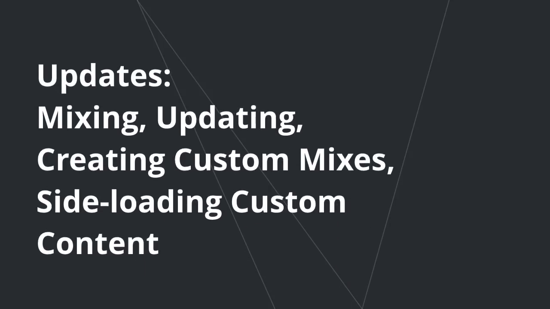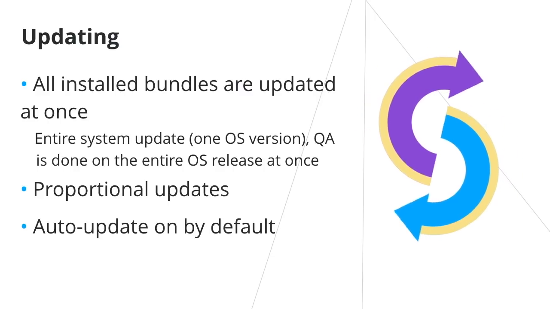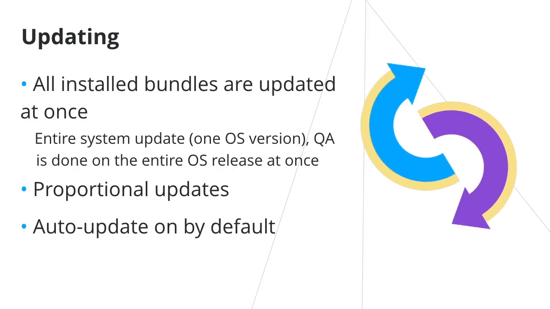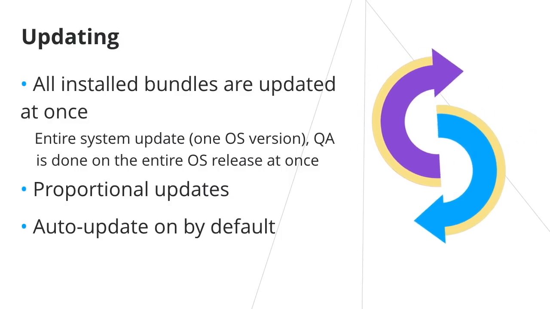I will now cover Clear Linux update principles, how updates are created via a process called mixing, how those updates are consumed on client systems, and how users can create derivative custom mixes and sideload custom content onto an installed Clear Linux instance. Clear Linux updates are different from most Linux distributions in that they require you to update all bundles at once. One OS version describes all software versions installed on that system.